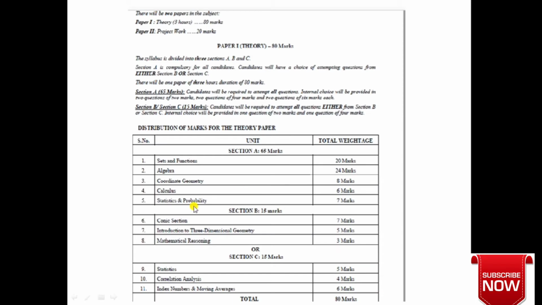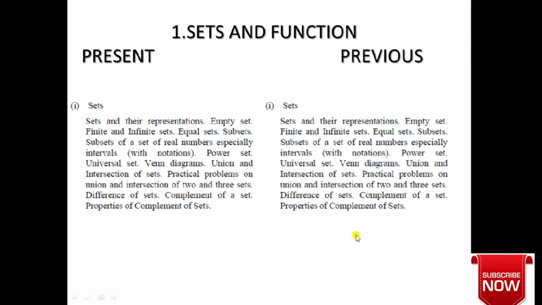In section A there were a total of 5 chapters. The first part that comes under section A is sets. As you can see, there is no change in this part. On my right hand side you can see the previous syllabus of 2019, and this one is 2021, the present syllabus, that is the syllabus that has been reduced after ISC 2020.